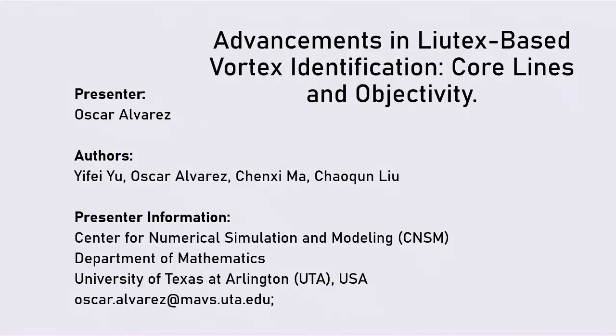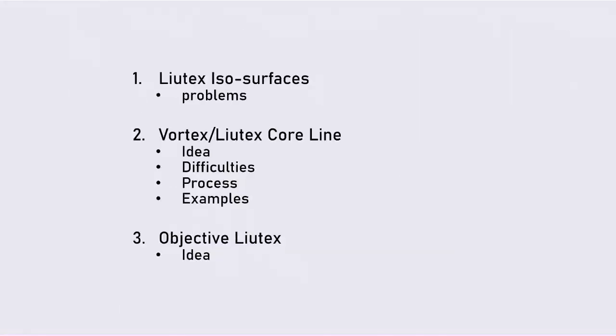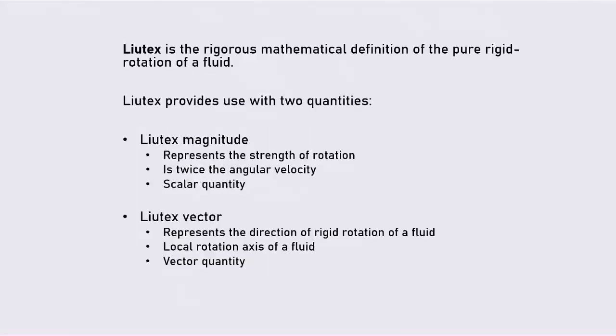Today I'll be talking about advancements in Liutex-based vortex identification. We're going to be talking about the newest core line method and some about objectivity, some objective Liutex. So we're going to be talking about some ISO surfaces and the problems with ISO surfaces, the core line, the idea behind it, some difficulties, the process, and some examples. And we're going to look at the idea of objective Liutex.